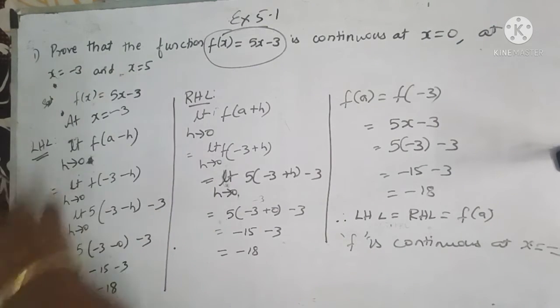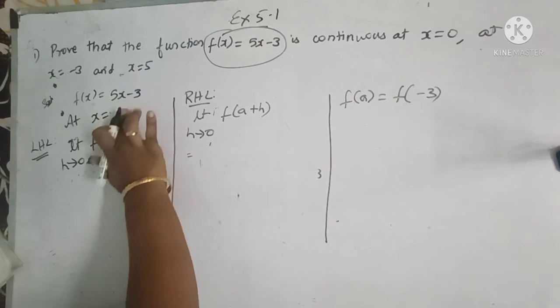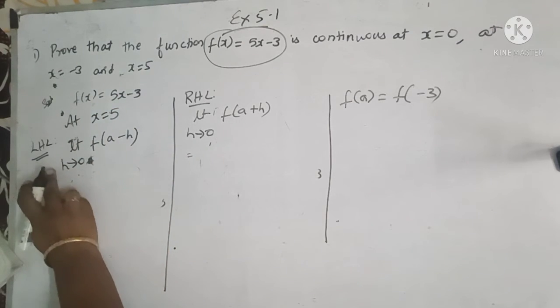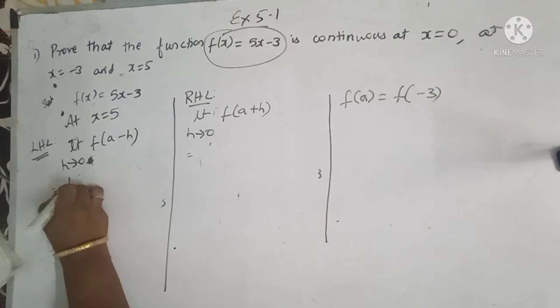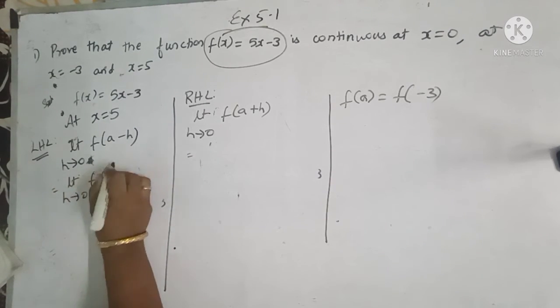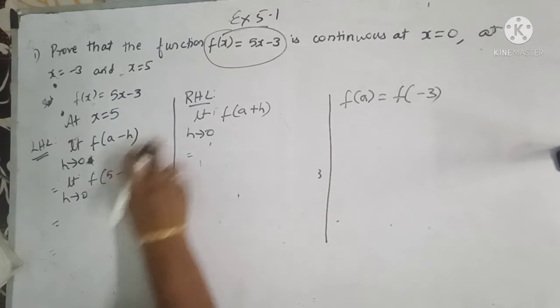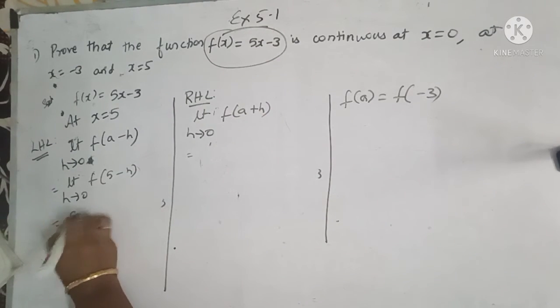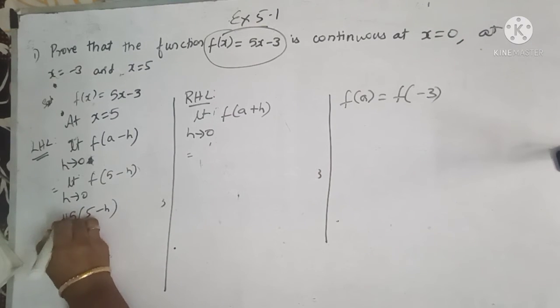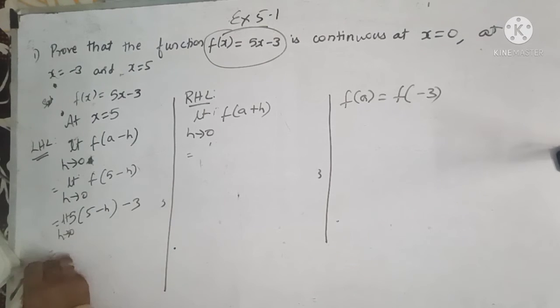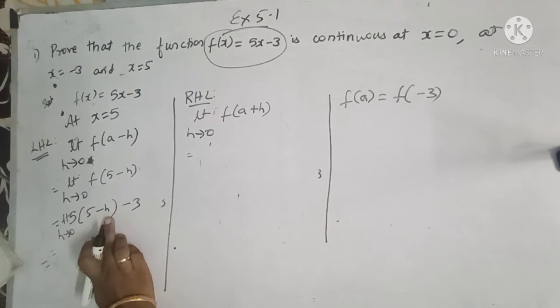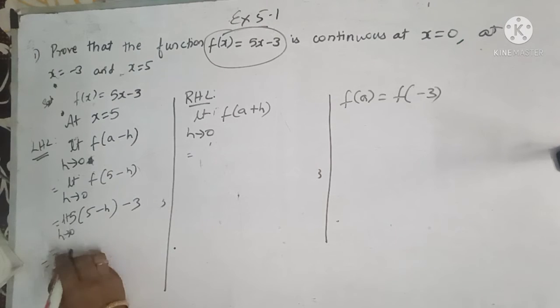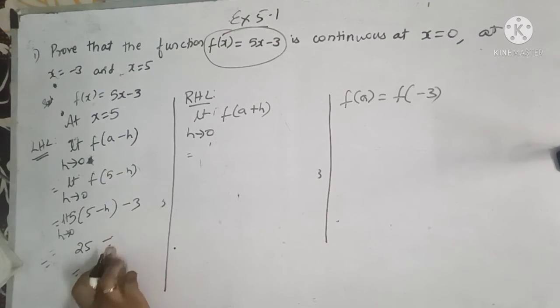Next we have to find for x is equal to 5. The next one is at x is equal to 5. So limit h tends to 0, f of a minus h. So this is equal to limit h tends to 0, f of a value is 5 minus h. So when I substitute in the place of 5x minus 3, as in the place of x we have to substitute 5 minus h. So 5 into 5 minus h, limit h tends to 0 minus 3. So limit h tends to 0, 5, when I substitute h value to be as 0, what happens? 5 minus 0 is 5. 5 5s are 25. 25 minus 3 is equal to 22. So we obtain the left hand limit.